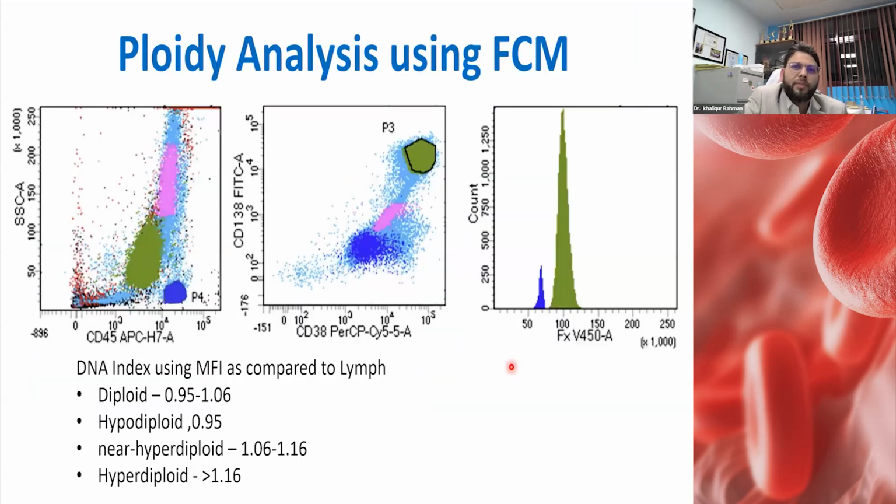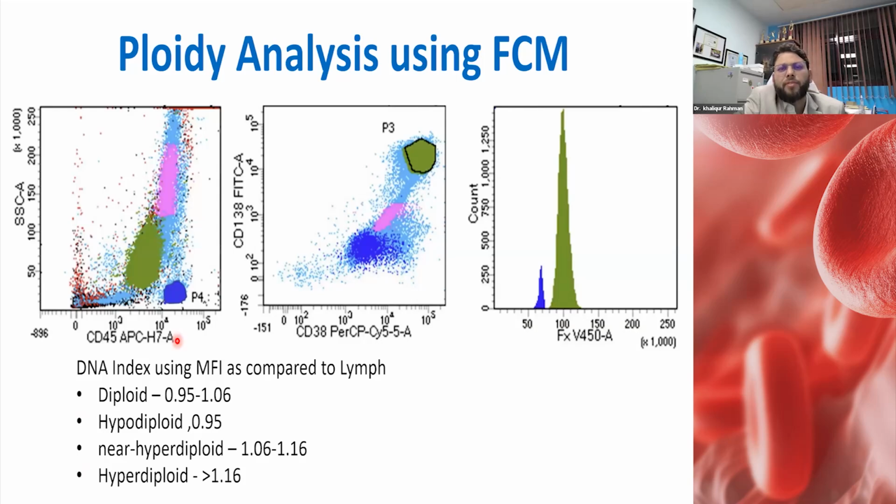Another important thing that flow cytometry can do is ploidy analysis. Ploidy analysis can be done with the help of a dye, FxCycle Violet. This is a nuclear dye that binds to DNA fragments. We compare the mean fluorescence intensity of this FxCycle with that of lymphocytes. A ratio of 0.95 to 1.06 is taken as diploid. Less than 0.95 is hypodiploid. More than 1.16 is hyperdiploid.